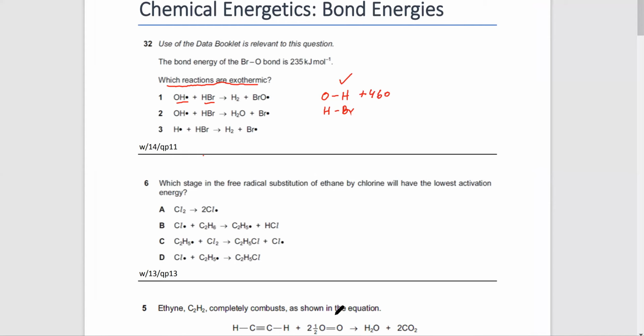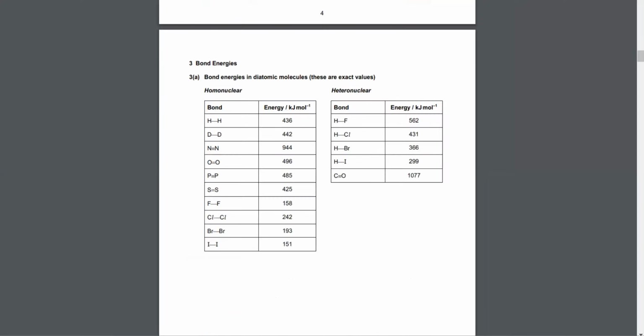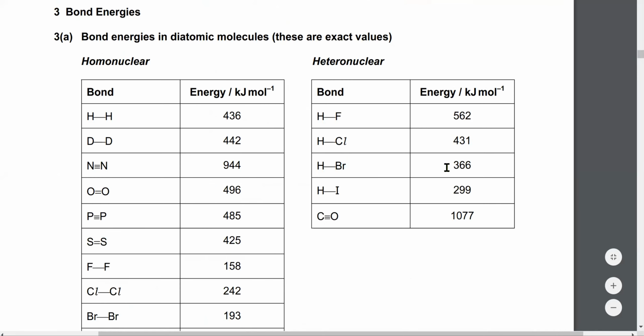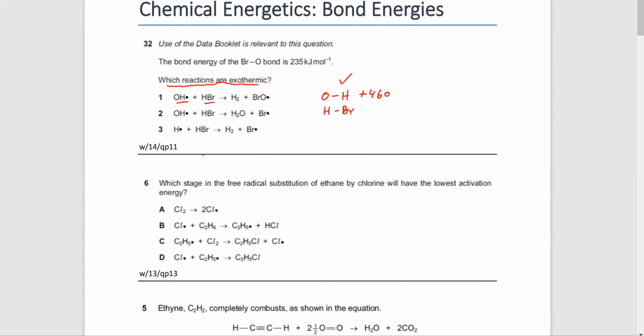And HBr is, we need to find HBr as well. So that must be on the previous page. HBr is given over here. This is given as 366. So use that value. So it's plus 366. So how many bonds are formed? You have an H2 bond that's being formed.